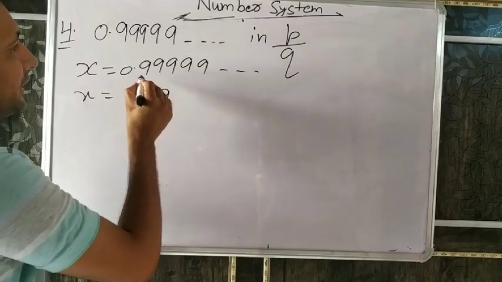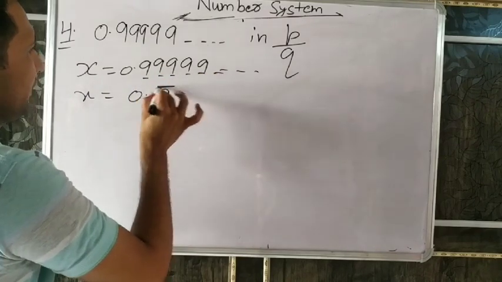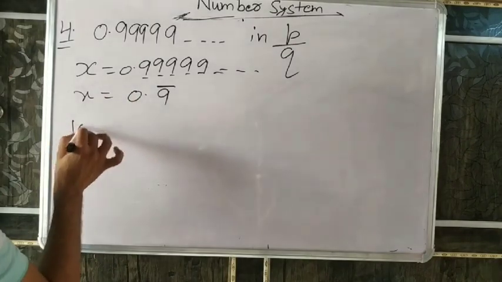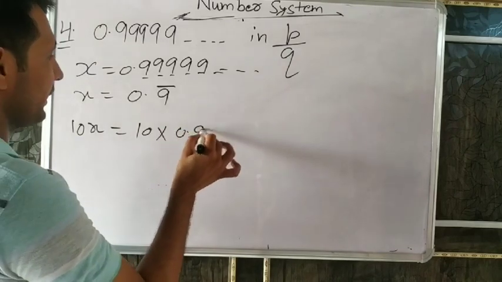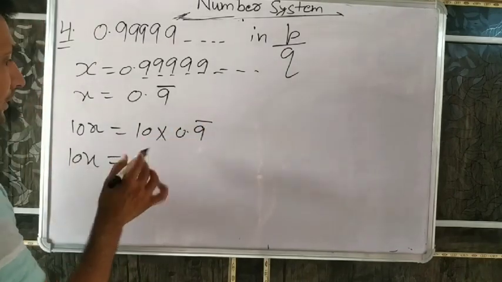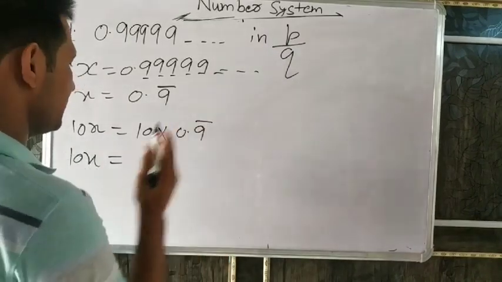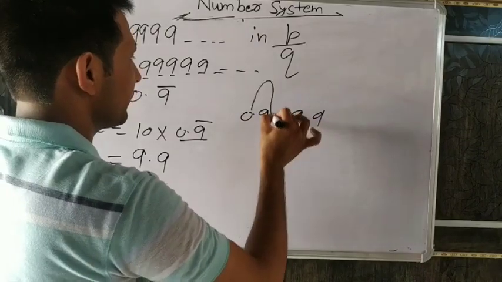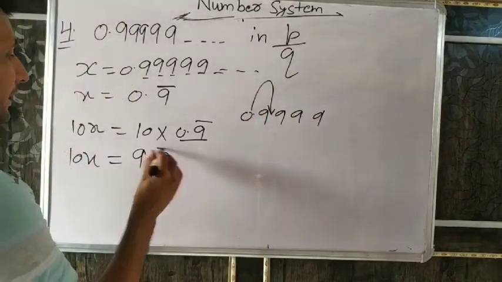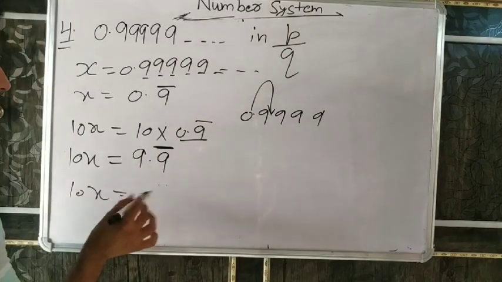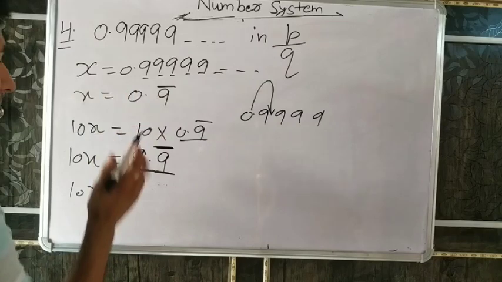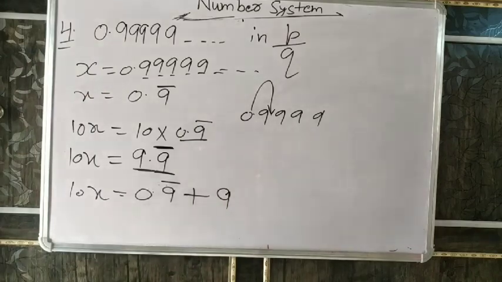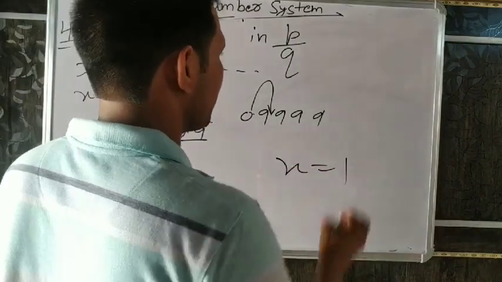How many digits are repeating? One. Multiply both sides by 10. 10x equals 10 times 0.9 bar. The decimal shifts one digit, so 9.9 bar, because 0.9999 shifts here. That means 9.9 bar. After this, write this number as the sum of two numbers. The first number is 0.9 bar plus 9. You can solve it, and I think the answer comes x equals 1.